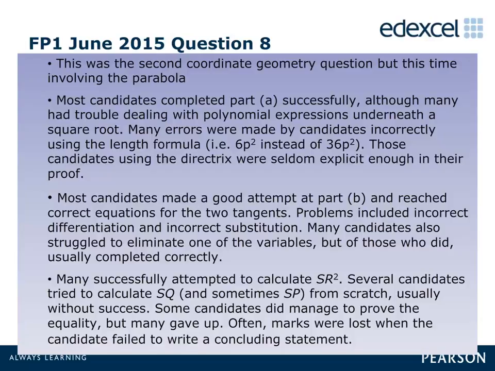Most candidates made a good attempt at Part B and reached correct equations for the two tangents. Problems included incorrect differentiation and incorrect substitution. Many candidates also struggled to eliminate one of the variables, but those who did usually completed correctly.